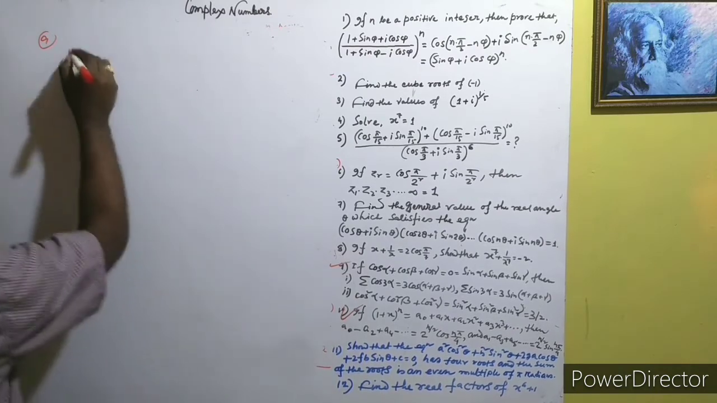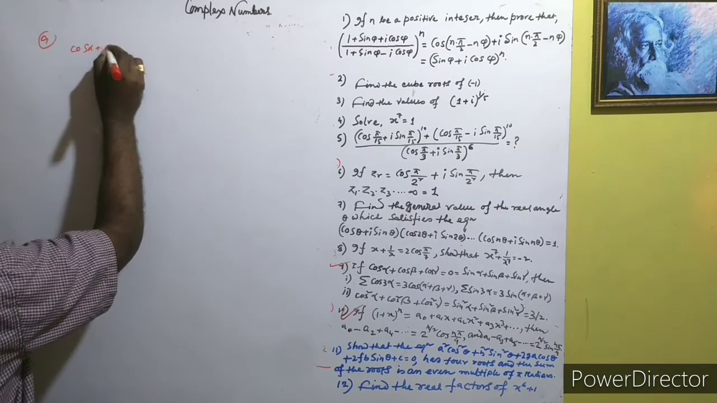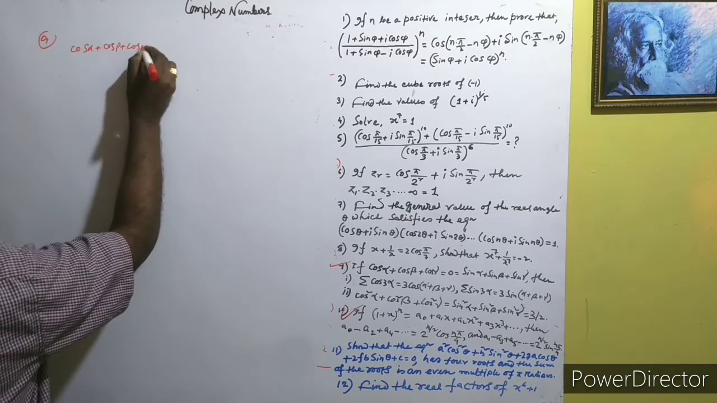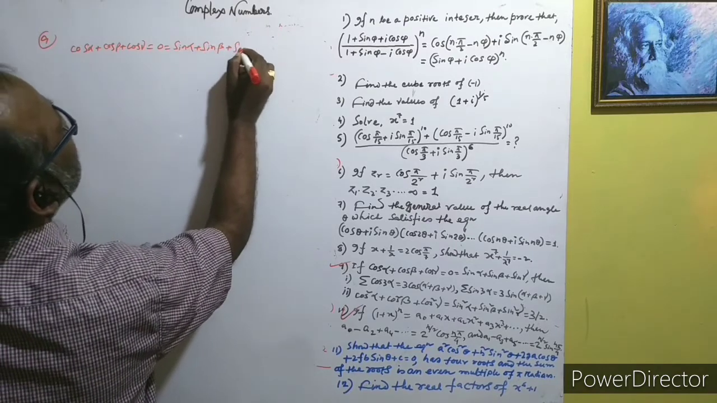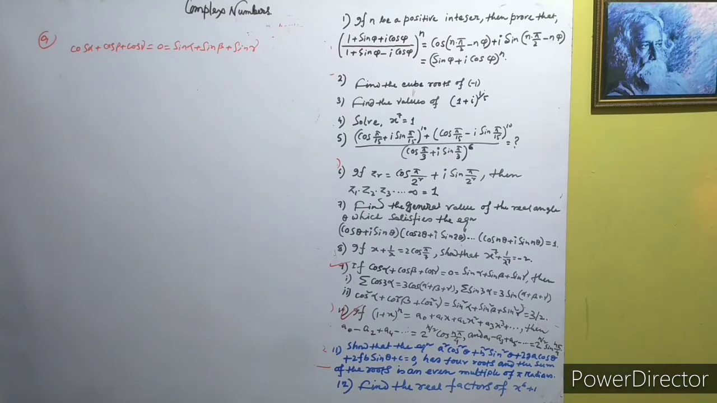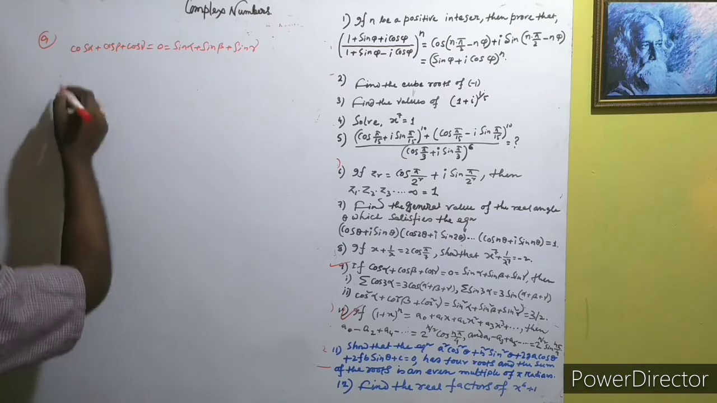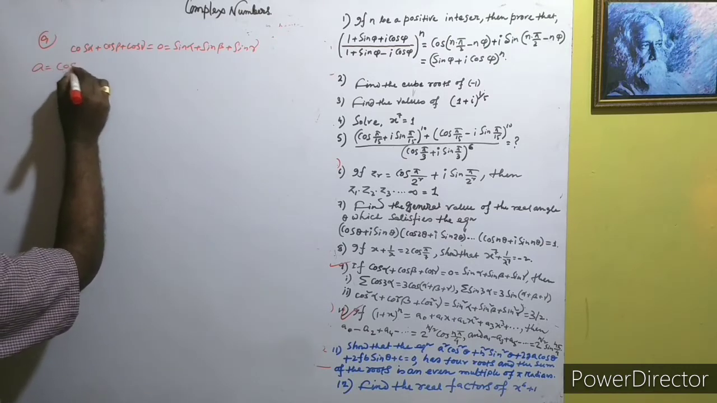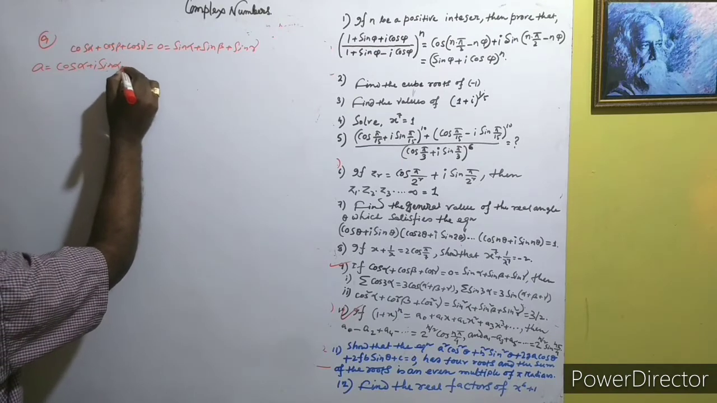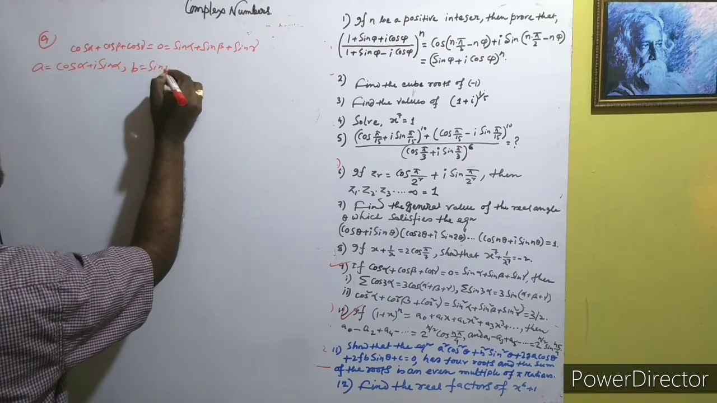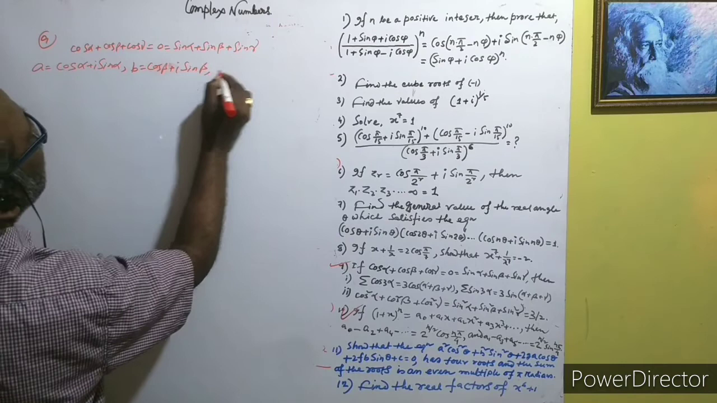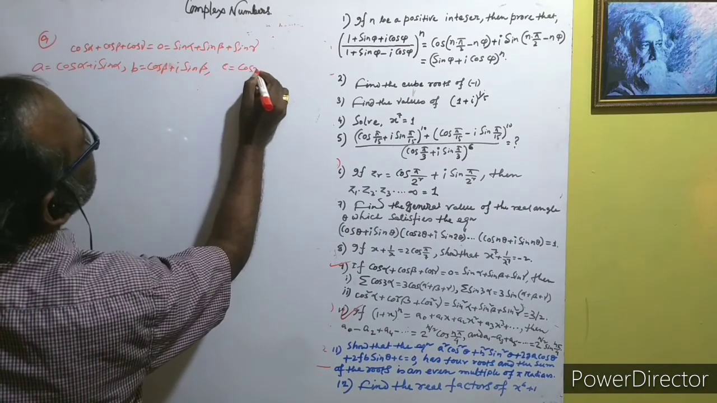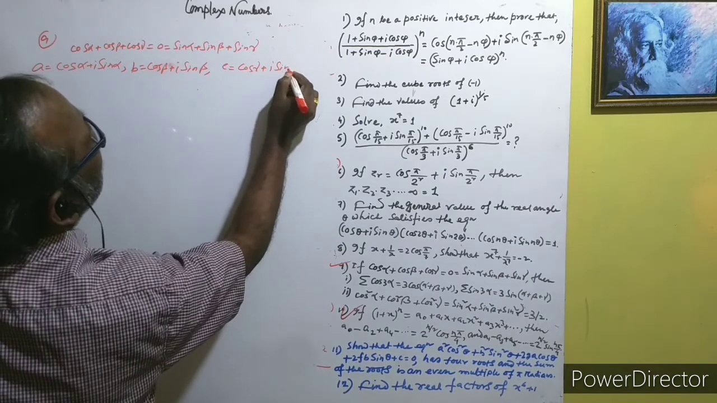So this is here 9. Here cos alpha plus cos beta plus cos gamma equal to 0, and sin alpha plus sin beta plus sin gamma equal to 0. Now this question is related to complex numbers. So let us assume a is equal to cos alpha plus i sin alpha, b is equal to cos beta plus i sin beta, and c is equal to cos gamma plus i sin gamma.